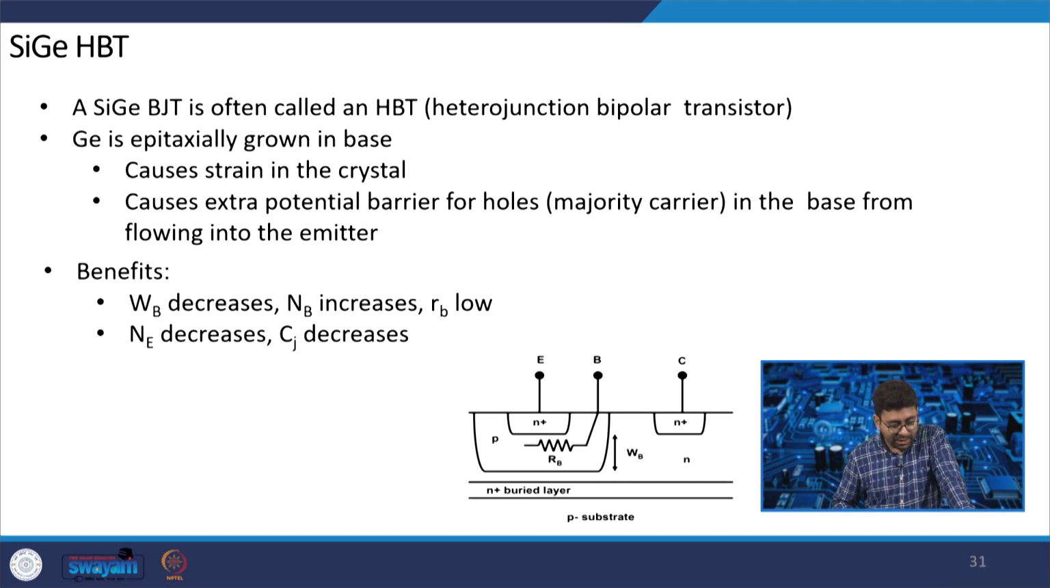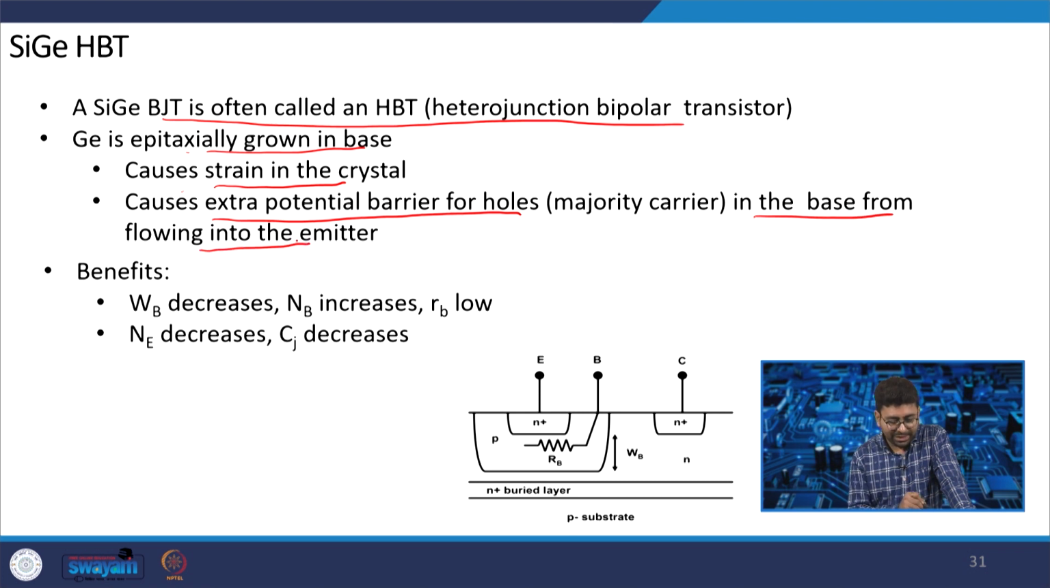So, that is the advantage of silicon germanium, and it will provide the higher FT. A silicon germanium BJT is also called a heterojunction bipolar transistor, and germanium is epitaxially grown in the base. We have seen the difference between HBT and HEMT also in the initial class of the module. You can go through the cross section of that. This causes a strain in the crystal and causes an extra potential barrier for the majority carriers in the base from flowing into the emitter.